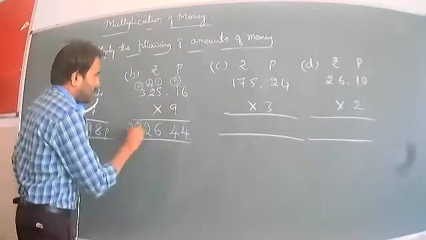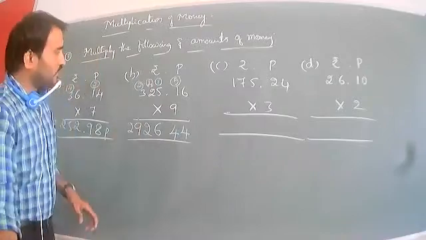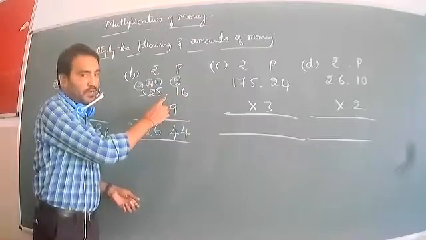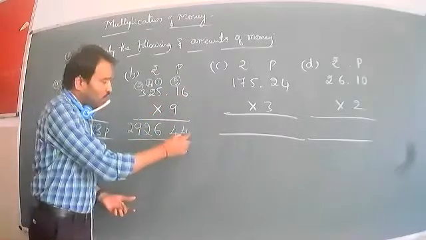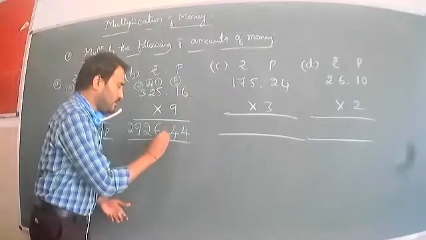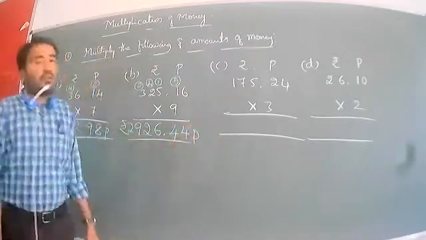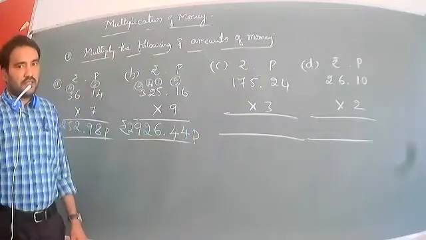How to put the point, Guruji? Here two numbers are left after the point. One number, two number, put the point. Same as the product, we can count it. 1 and 2, put the point. So the answer is 2926 rupees 44 paisa. This is the answer.